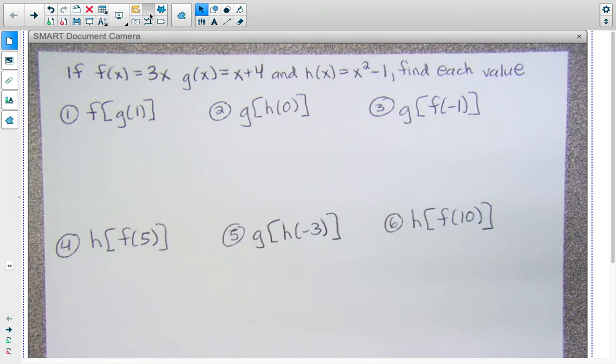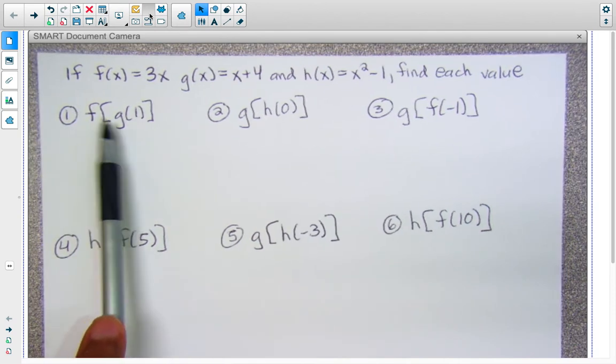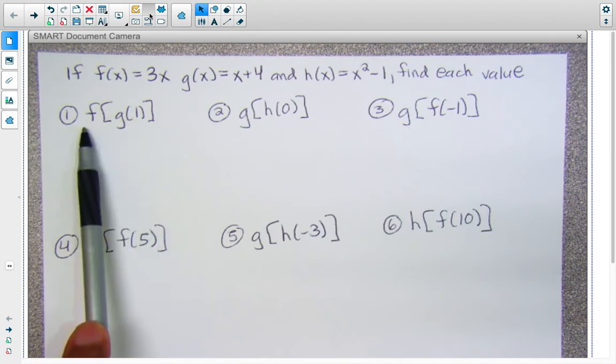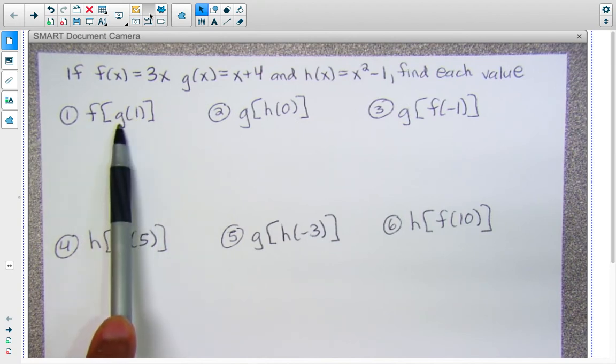In this video, we're going to learn how to take specific numbers and substitute them into our equations. We're still doing function composition, except this time we're going to be getting a number back. So let's start with number 1. So this means f of g of 1.